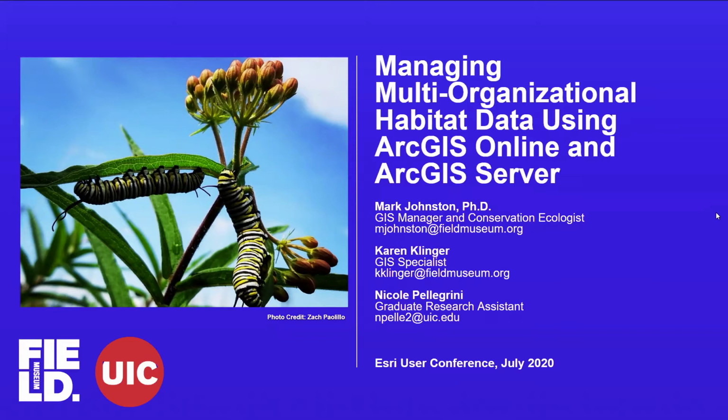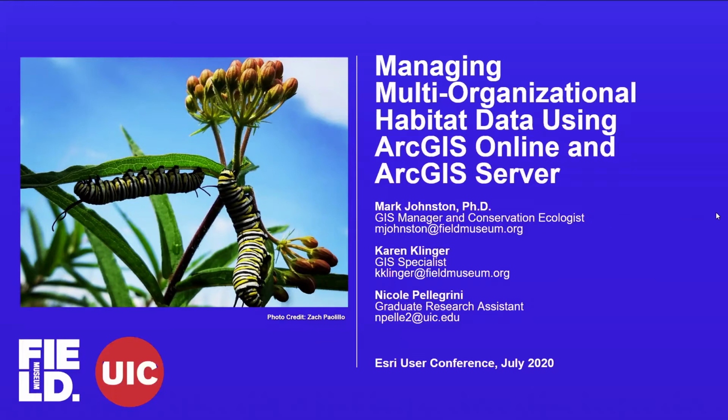Thanks for attending our presentation on managing multi-organizational habitat data using ArcGIS Online and ArcGIS Server. We designed a database system that tracks habitat across dozens and what will eventually be hundreds of rights-of-way organizations throughout the U.S. One key motivation of this is because monarch butterfly populations have plummeted by up to 90% for the main population east of the Rockies and up to 97% for the population west of the Rockies.